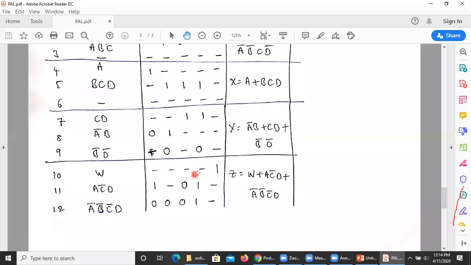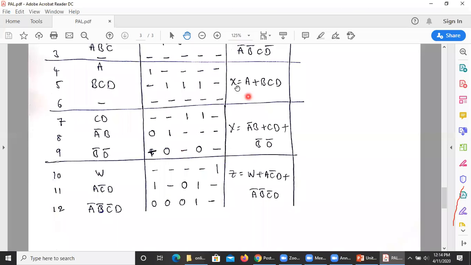So W means the remaining inputs are not there, only W is there, that's why it is 1. And A C bar D is 1, 0, 1, and B and D are hyphens. In the same way, A bar B bar C bar D means 0, 0, 0, 1, and W is not there, that's why it is hyphen.